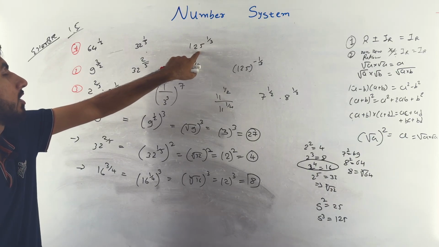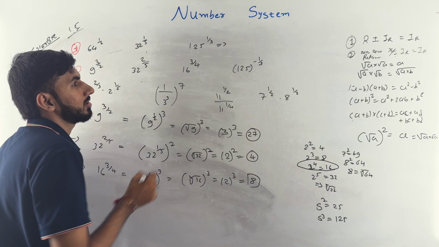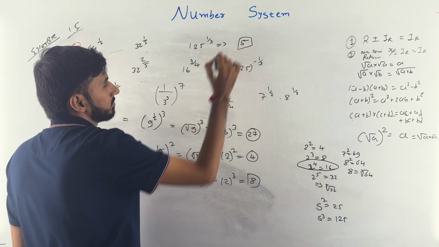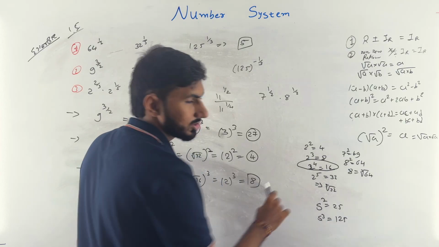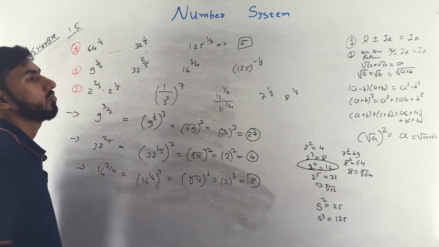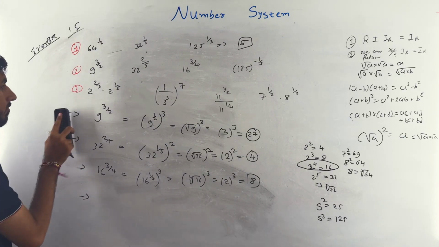Now let me do it. This is very easy. 125 power 1 by 3, that is 5. Simple answer, because 5 power 3 is 125, so 125 power 1 by 3 is 5, right? This is simply a cube root of 125. Now we will move on to the third question.